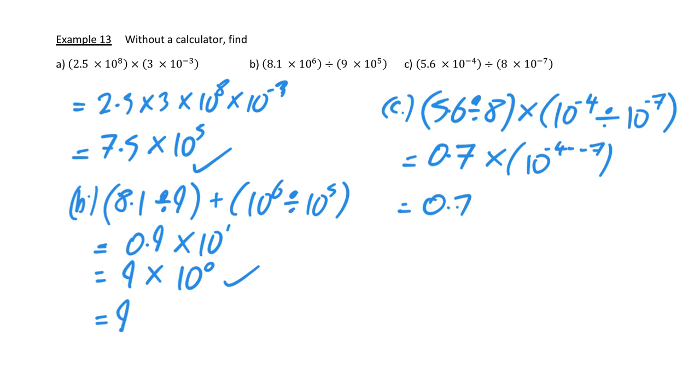So you've still got your 0.7 times, and that's going to be 10 to the power of minus 4 plus 7, which would be 10 to the power of 3. Check your answer and be very critical. 0.7 is not a number between 1 and 10, so make that 10 times bigger to make it 7. So you've made that 10 times bigger, so you must make the 10 to the power of 3 10 times smaller, so it becomes 10 squared.